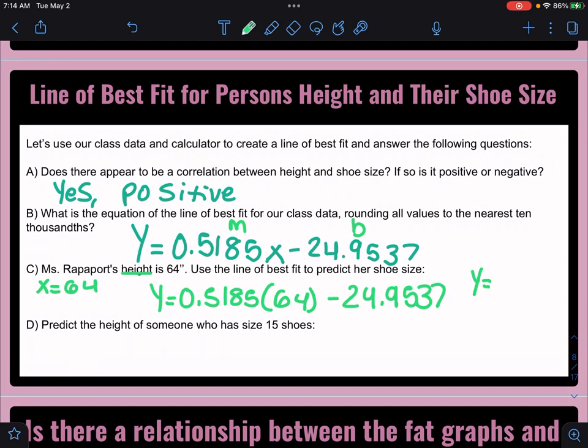I'm doing this here on my outside calculator. 0.5185 times 64 minus 24.9537. And we get 8.2303. You would never see that when you go by shoe size, so we can just say size 8.